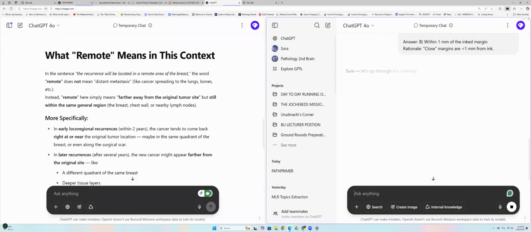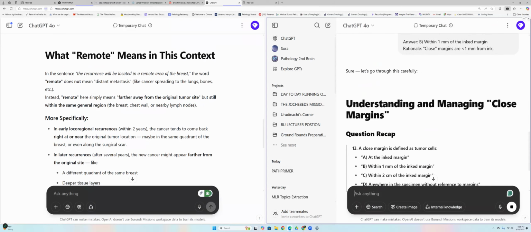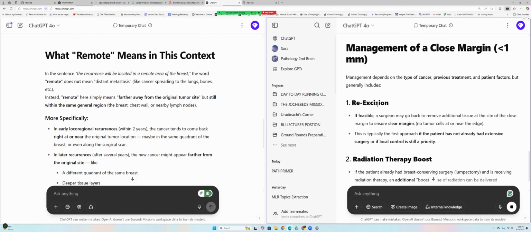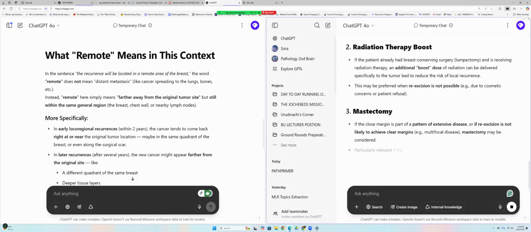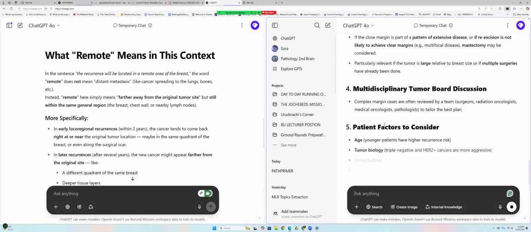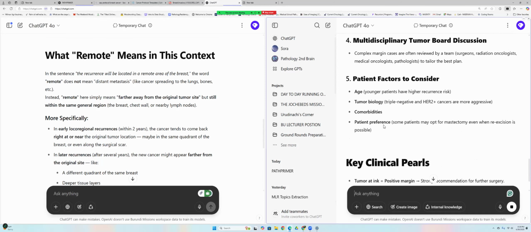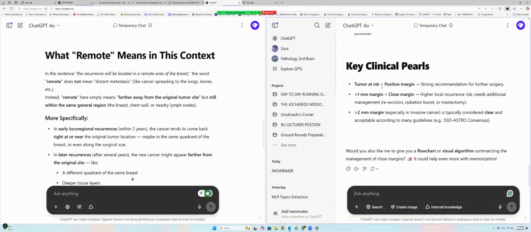How do you manage the close margin? Chemotherapy? Re-excision and radiation therapy boost. Mastectomy. And this one, just go back and re-excise. If it is positive, we do radiotherapy. They will do re-excision, radiation boost, or mastectomy.